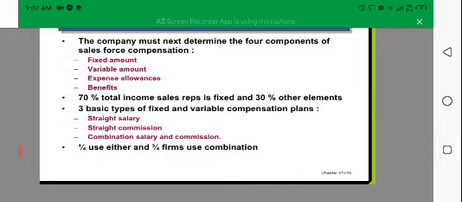Three basic types of fixed and variable compensation plans. Straight salary: we will give you 20,000 per month, nothing else. Or we will give you 20%, 30% commission on the sales, or we will combine salary and commission. So normally companies apply commission plus salary. So these are the strategic ways to determine how much money you will pay to the sales representative or sales team.